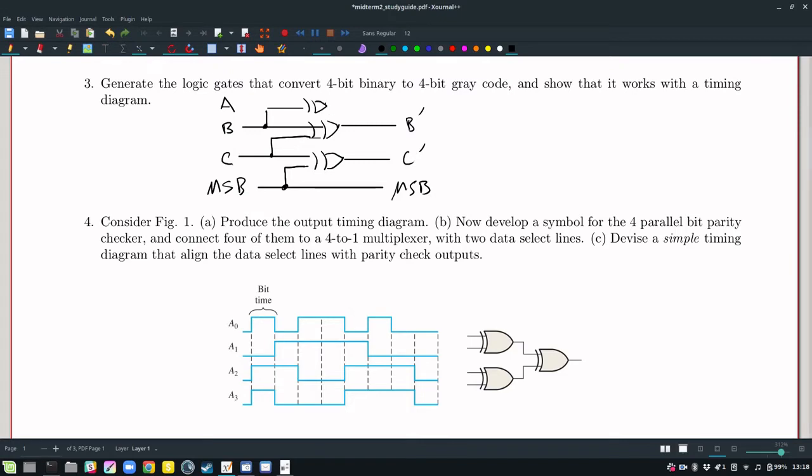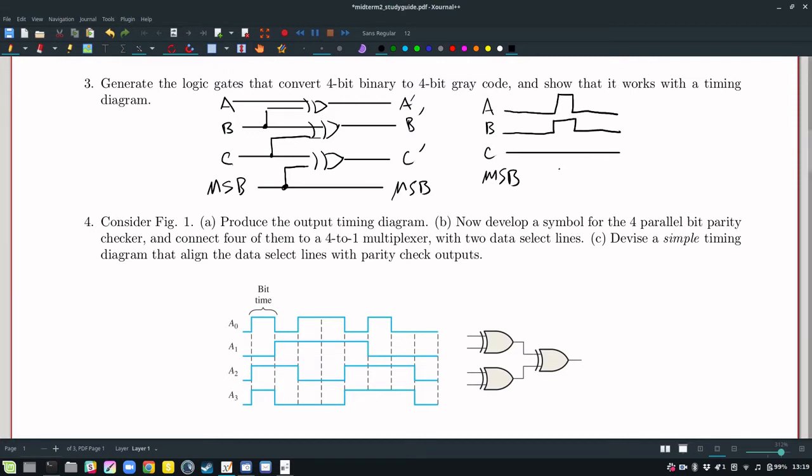So here's our A prime, and so A has to come over like that. And so now we've just used a series of XOR gates to add successive bits, but we have to copy the MSB unchanged. And so our timing diagram could be, here's A, B, C, MSB. What I'm looking for is, let's just say 0, and then all of a sudden we have a 1, and then let's just do the example we did earlier of 3. So A and B are both high at the same time, and then we have 0 and 0.